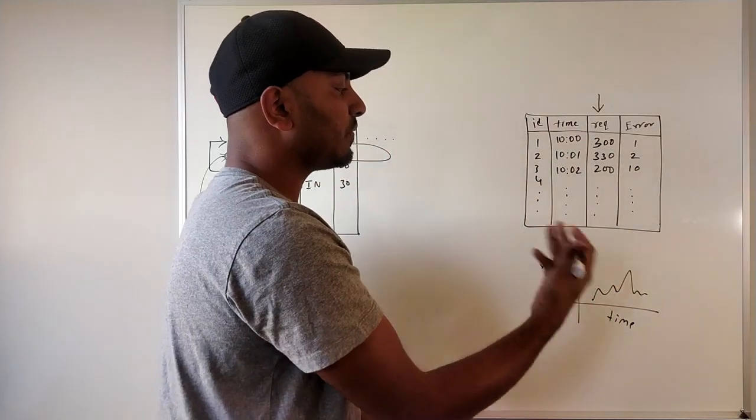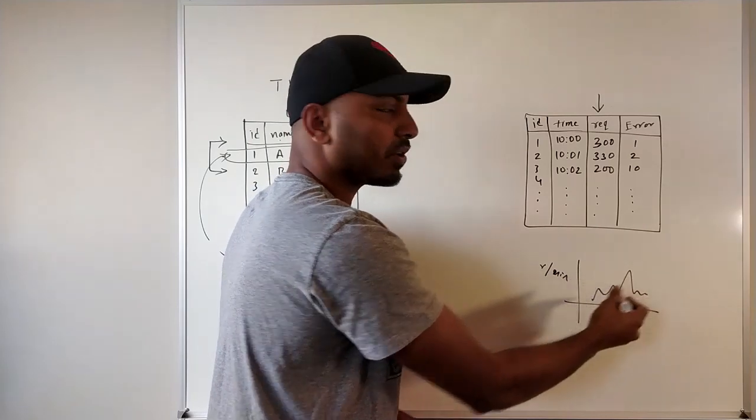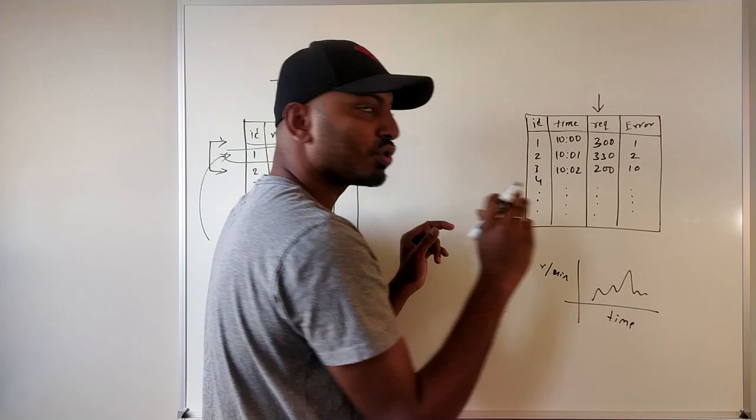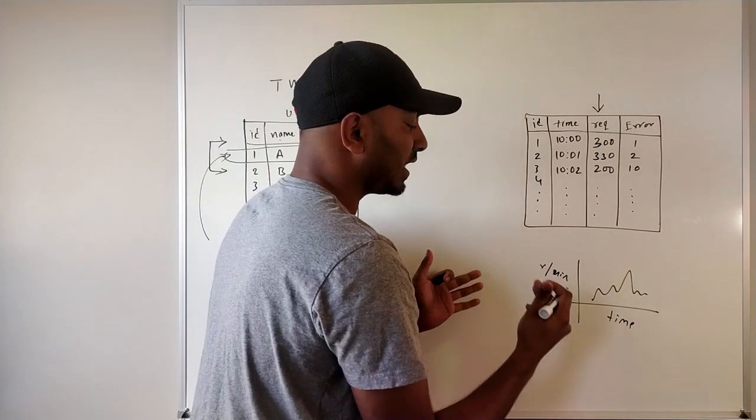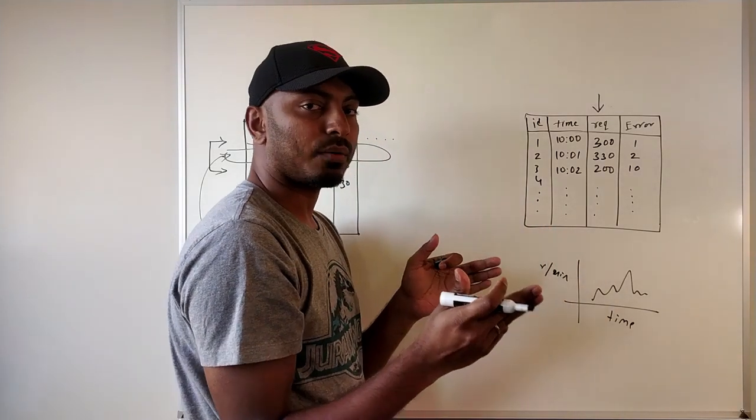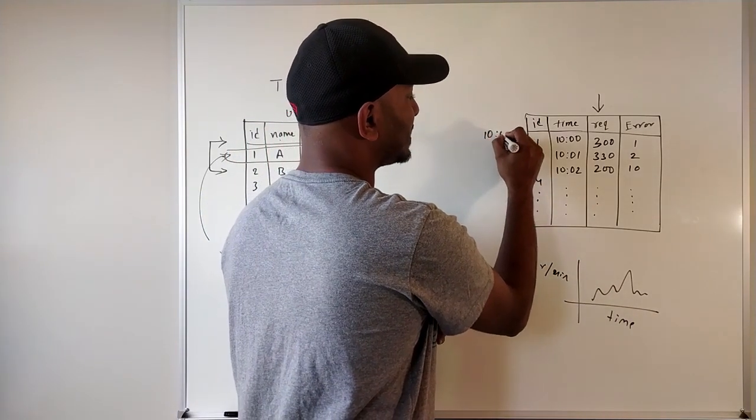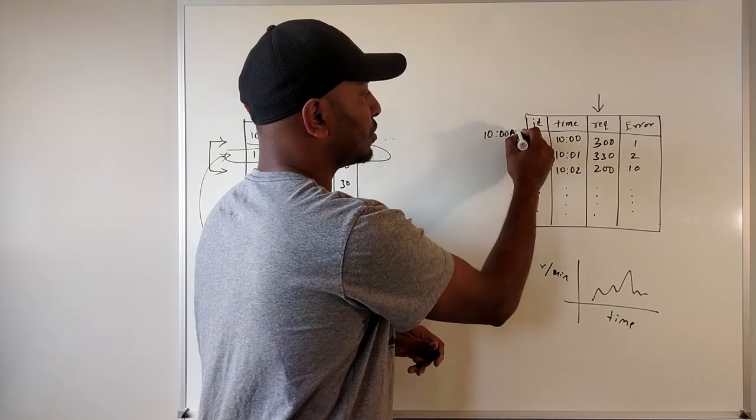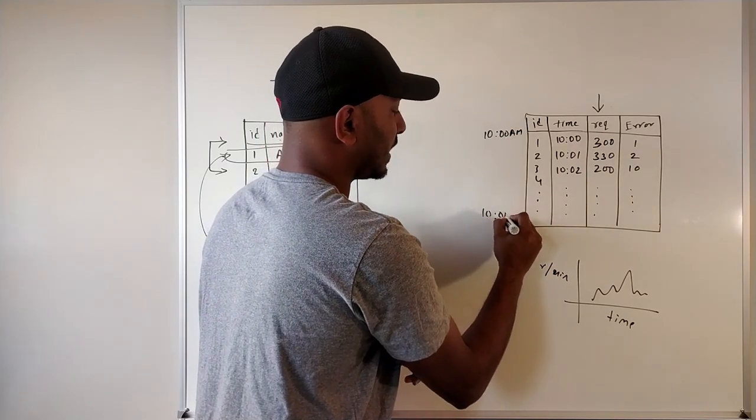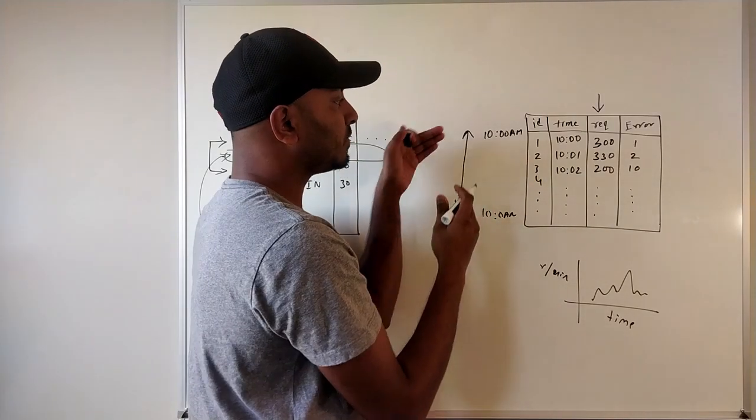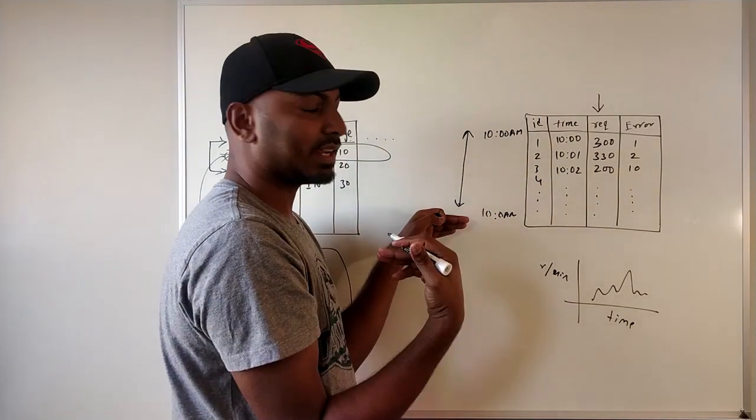In this case, if the admin wants to see the total traffic to my system, he usually chooses a duration. Say, I want to see all the traffic for the past 24 hours. In that case, maybe the query looks something like 10 a.m. today to 10 a.m. yesterday. So we'll have to fetch all the records from 10 a.m. today to yesterday 10 a.m.